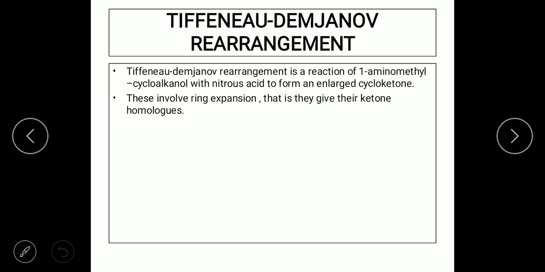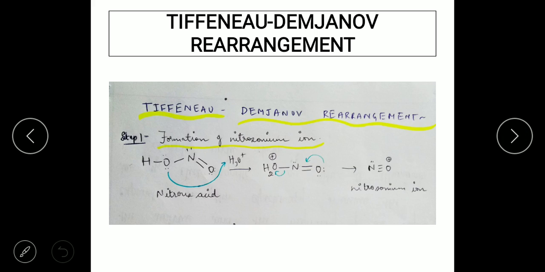Suppose in this reaction you take a cyclohexanone, then it is going to give rise to a cycloheptanone. Generalizing, if there are 6 carbon atoms involved, it is going to give rise to 7 carbon atoms. So this is how the reaction takes place in this rearrangement. Next, let us look at the mechanism.